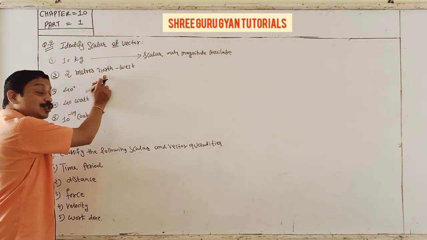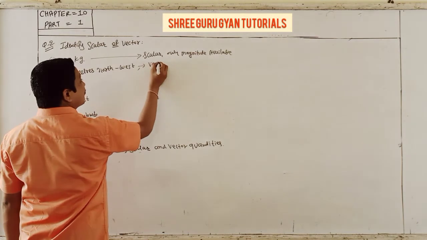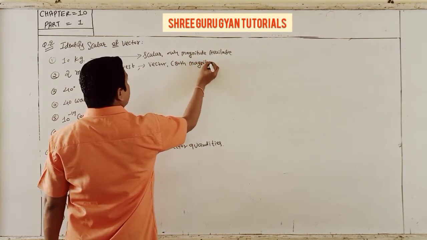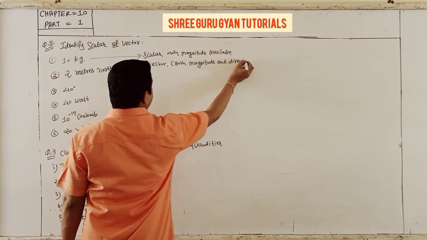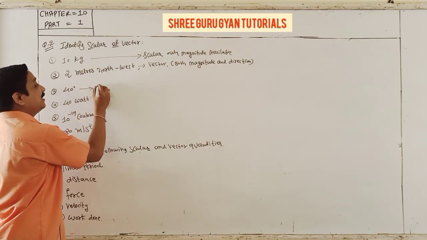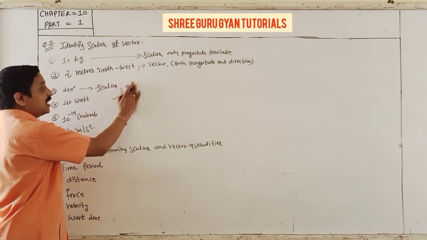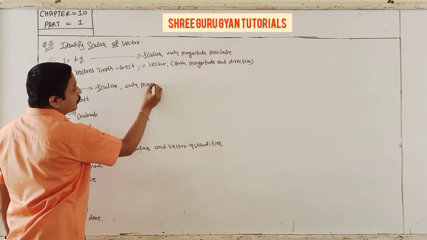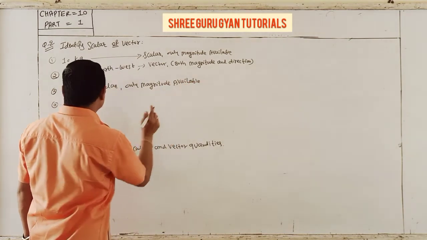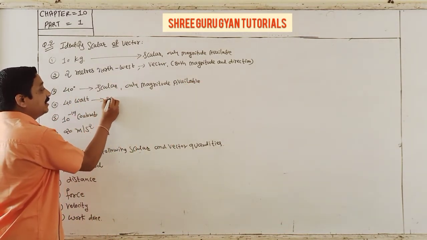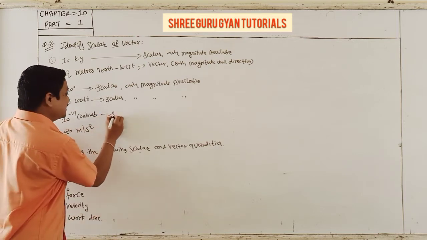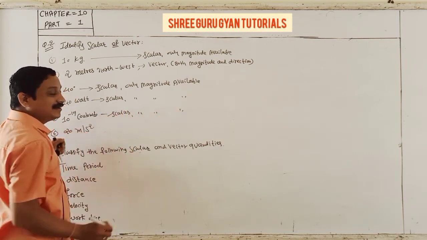Next, 2 meter north to west. Yes, here, students, it is a vector because both magnitude and direction are available. Yes, next, 40 degree. Yes, it is, students, what? Scalar. No direction, only magnitude available. Now similarly, students, you can check your next, 40 watt. It is again scalar, only magnitude available. Now, students, 10 raised to minus 19 coulomb. Yes, that is also scalar. Reason the same, only magnitude available.